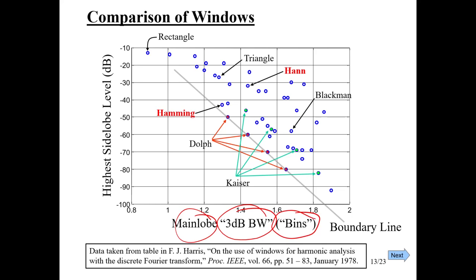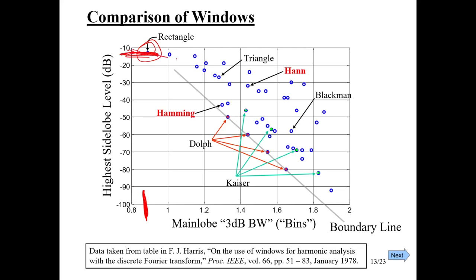Just think of this as some alternate measure of main lobe width. So we're looking at highest side lobe level versus main lobe width. The thing that's missing from this is the drop-off rate, so we're not seeing that here. Okay, but you can see the rectangle is way up here. It has the lowest main lobe width, but also the highest side lobe level.